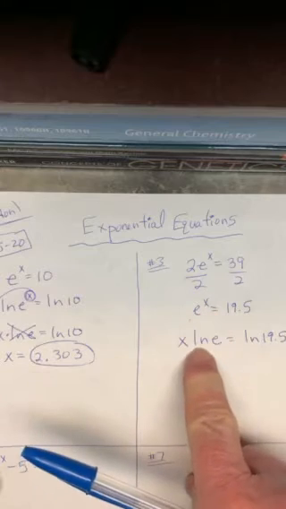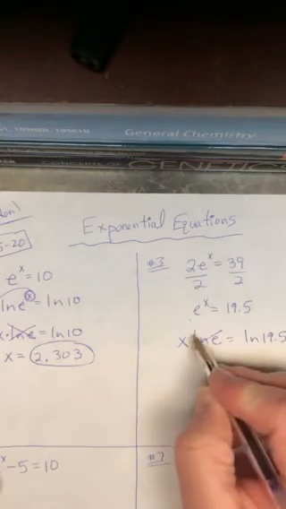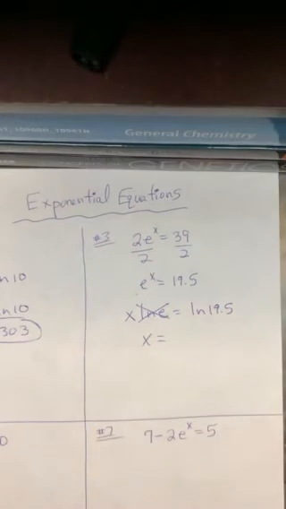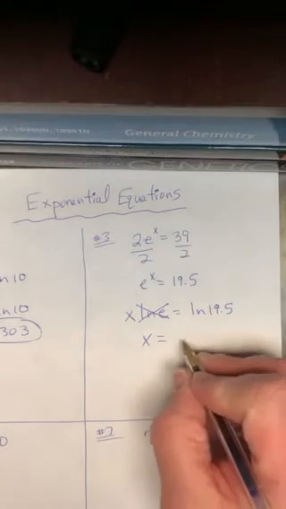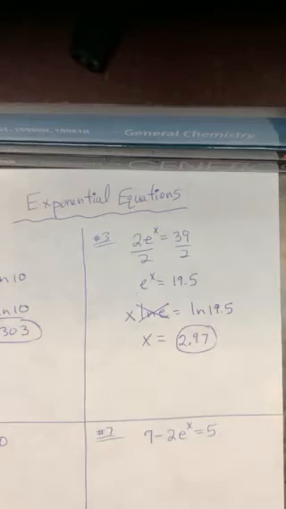Don't forget that. If I ln the left, I got to ln the right, okay? ln e I can ignore because it's really a 1. So in essence, I've already solved this. I'm literally just typing in the ln of 19.5 and getting 2.970. So 2.97 for my missing power.